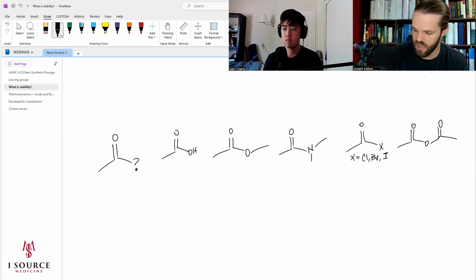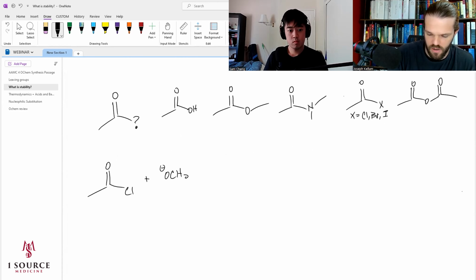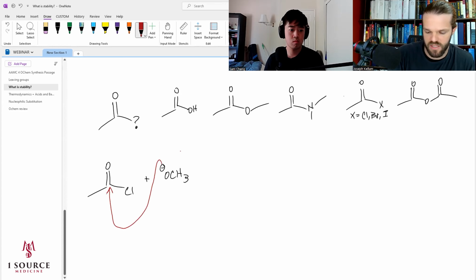In all 5 of these, they all undergo this exact same reaction mechanism. I'm just going to draw one of the acyl halides, reacting with, I don't know, we'll make an ester here. The reaction mechanism here is 2 steps. It involves this negative charge coming in and attacking this carbonyl group.